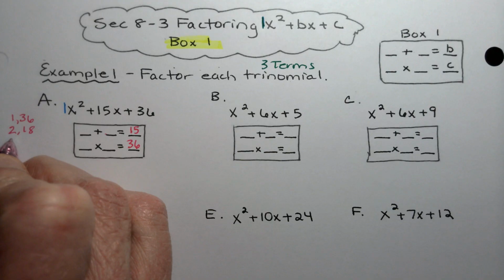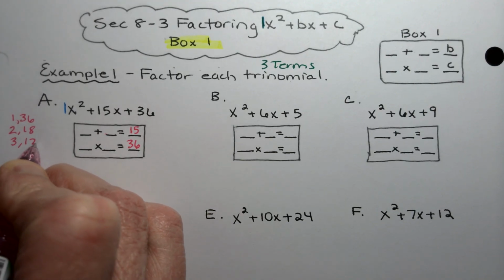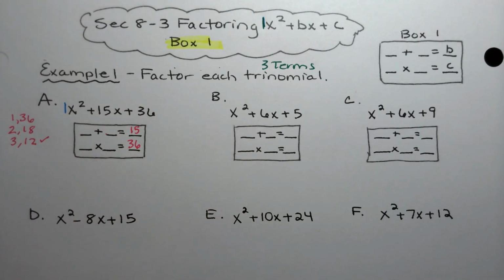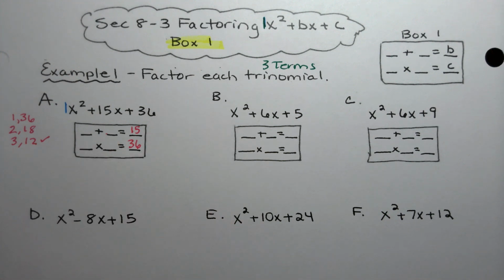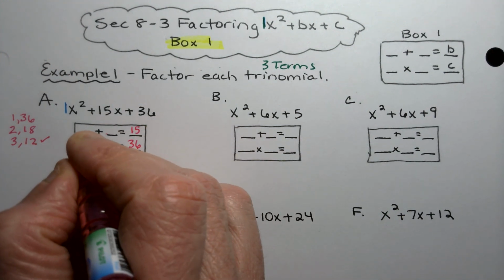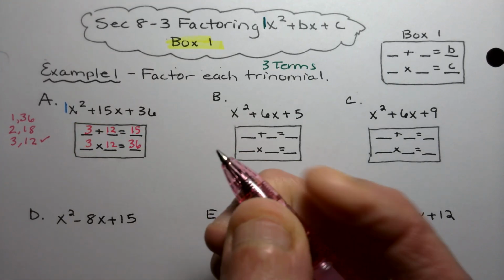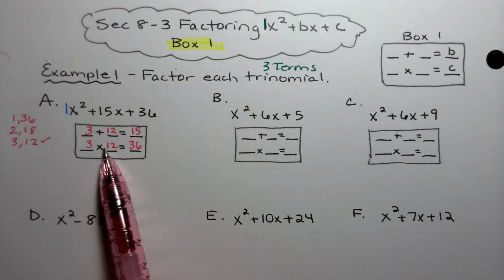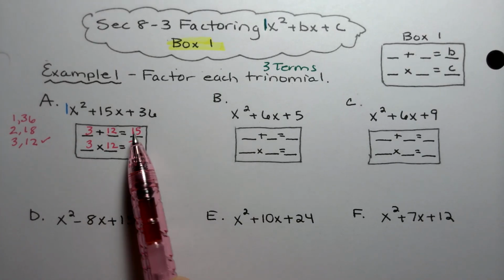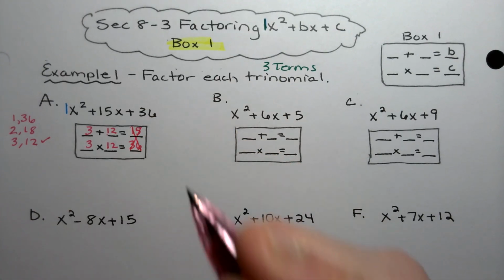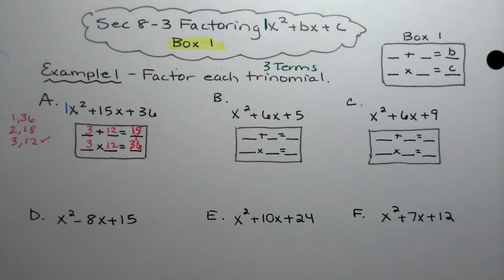So 3. 3 and what gives you 36? 12. Ding, ding, ding, ding, ding. 3 plus 12 is also 15. So we think we got it. We're not really sure, but we pop these numbers into our box and we double check because sometimes we think a little too fast. 3 times 12 is 36. True. 3 plus 12 is 15. Also true. We are now done using those numbers, so we can cross those off. These are the gold mine, 3 and 12.